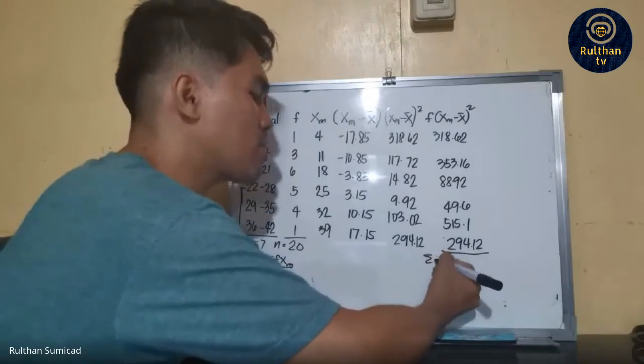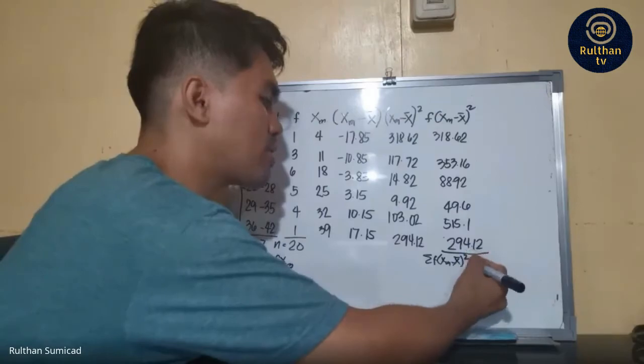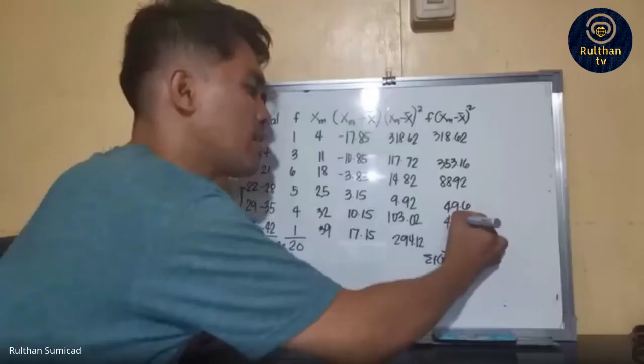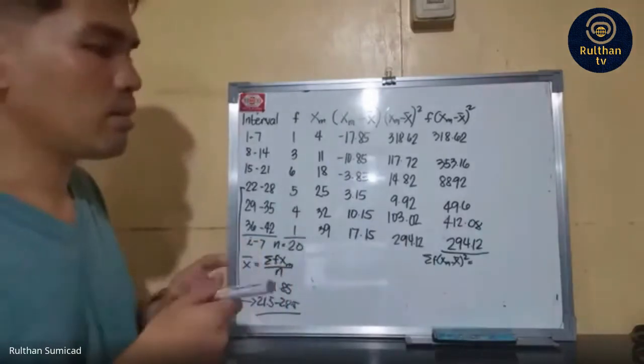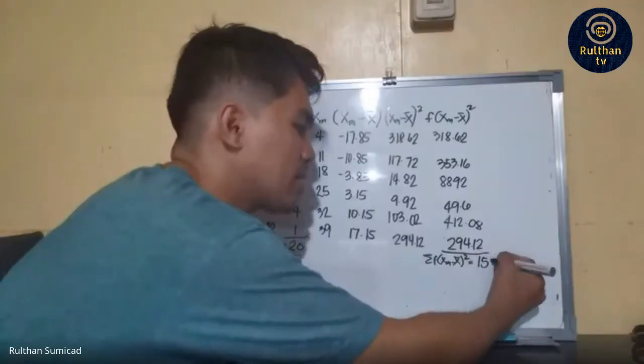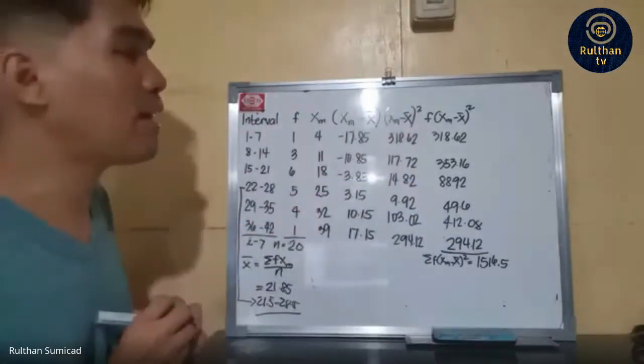Now we will get the summation of this column. We have the summation of f times x sub m minus x bar squared. What's the summation? 412.08. Okay, get the total now. 1,516.5, sir. 1,516.5.